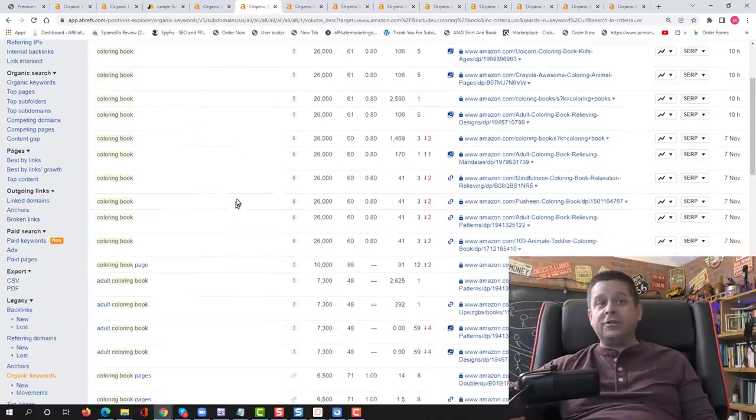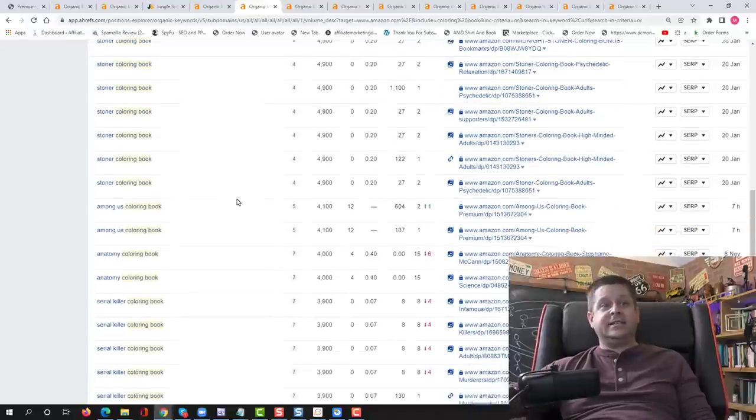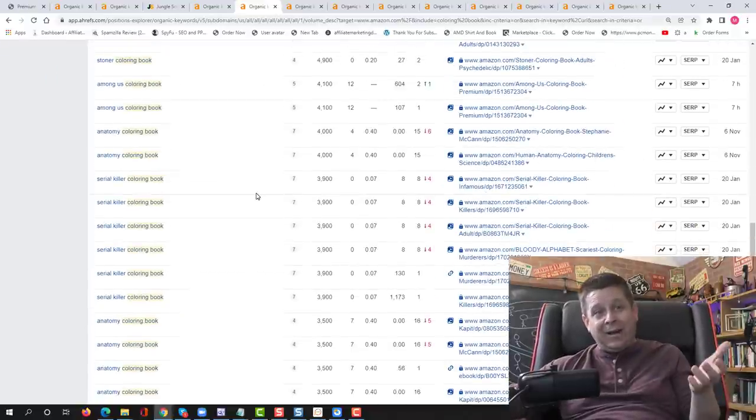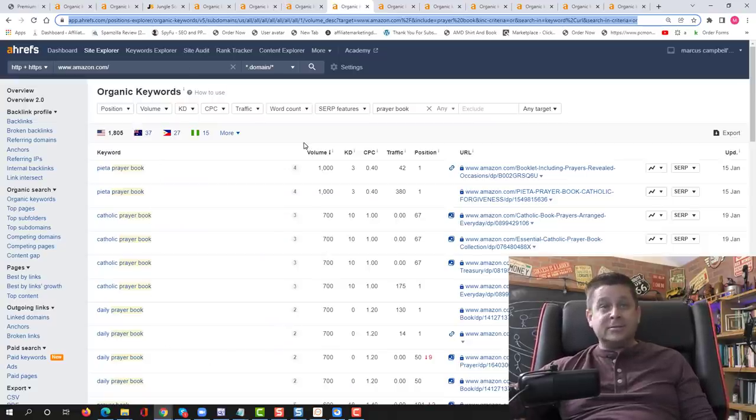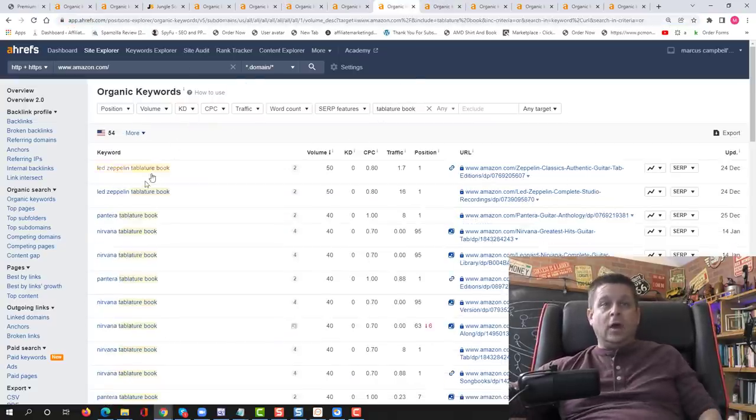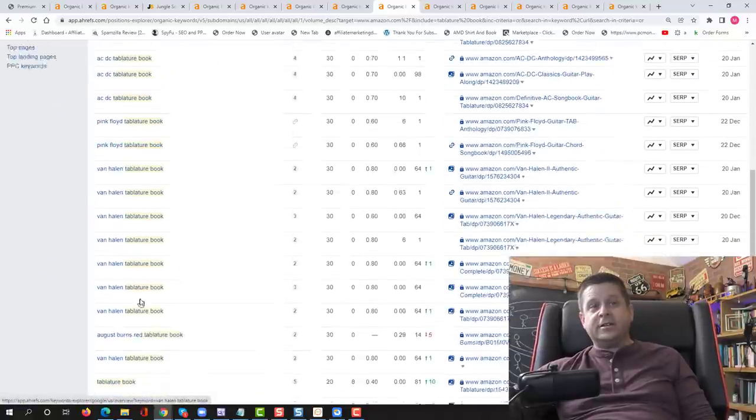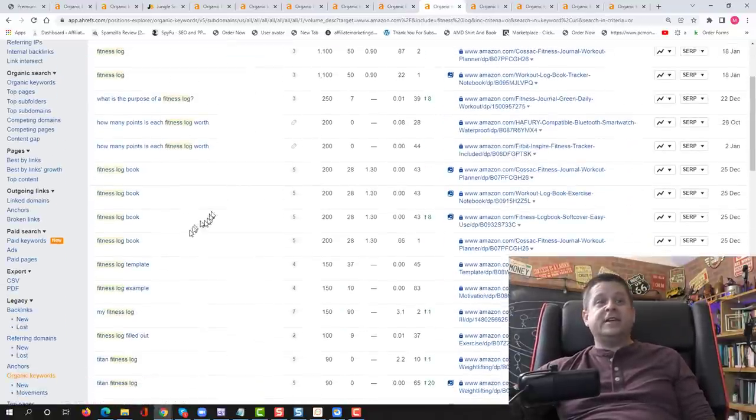We also have coloring books. You can see all kinds of different coloring books people want. However, these are a little bit difficult to create. We also have prayer books. People are looking these up all the time. All kinds of guitar tablature books, fitness logs and fitness books and templates and all kinds of things like that.